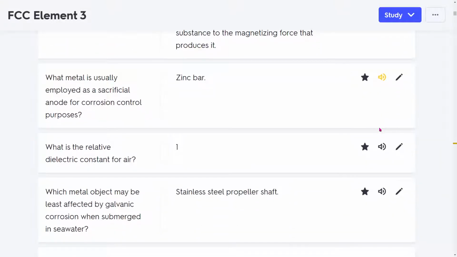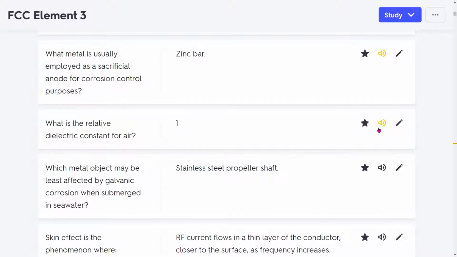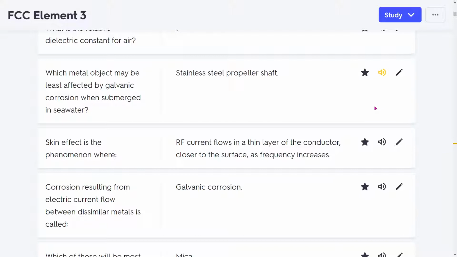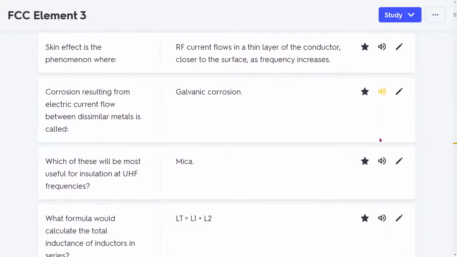What metal is usually employed as a sacrificial anode for corrosion control purposes? Zinc bar. What is the relative dielectric constant for air? 1. Which metal object may be least affected by galvanic corrosion when submerged in seawater? Stainless steel propeller shaft. Skin effect is the phenomenon where RF current flows in a thin layer of the conductor closer to the surface as frequency increases. Corrosion resulting from electric current flow between dissimilar metals is called galvanic corrosion.